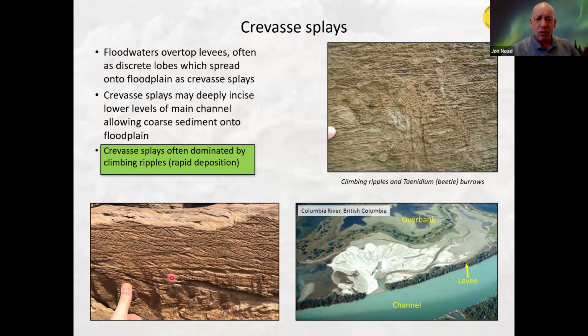So these are climbing ripples here on the lower left. You can see that very nicely. The pattern here is the ripples are accumulating vertically upwards. Like I said, this happens probably over a week.